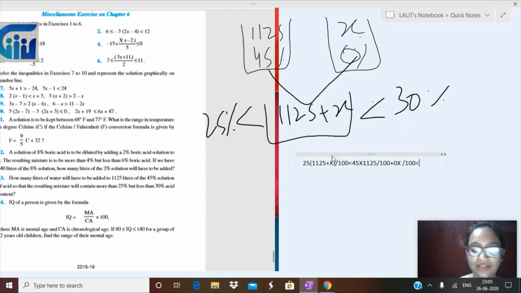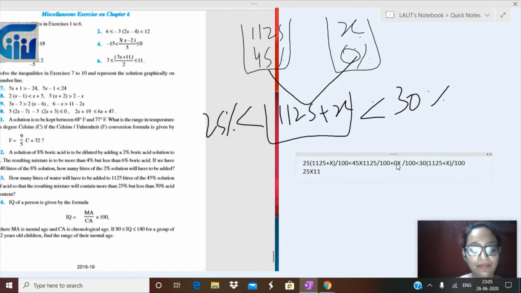Similarly, this will be strictly less than what? 30%. 30% of what? 30% of 1125 plus x. So what is the difference in this question over here? Since we don't have the other acid, the acid content of the water is 0. So that is why the contribution over here is 0. So again, we will solve it on the same lines as we did the previous question.